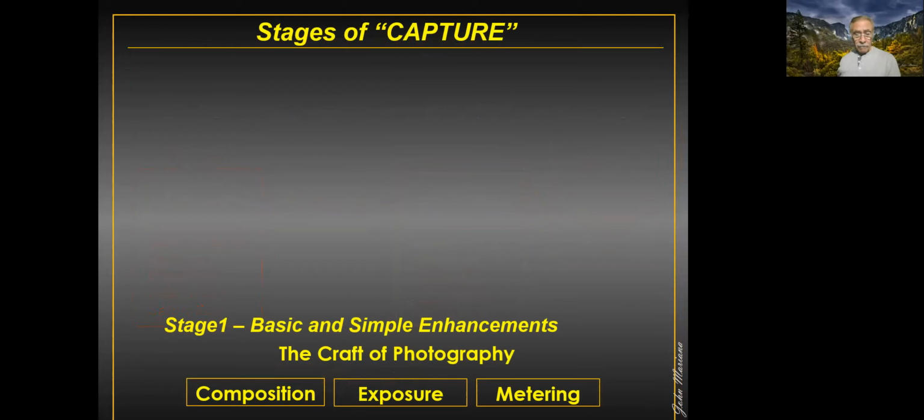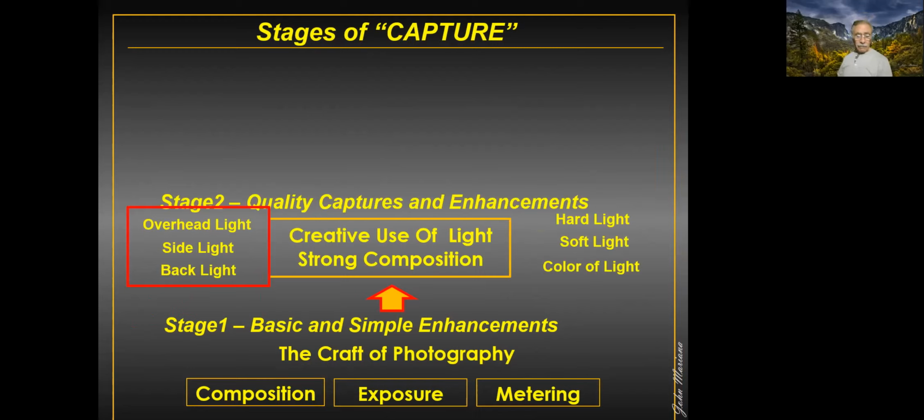Stage 1, basic, simple enhancements. Composition. You learn stronger compositions. I'll talk about those. How to get a good exposure, and you learn metering. When you go to stage 2, you really are looking at different types of light, and you find that backlight is really striking, and side light, which creates more three-dimensional aspect to an image. Hard light, soft light, what is that? Geez. And then the color light. Oh, yes, there is color to light.